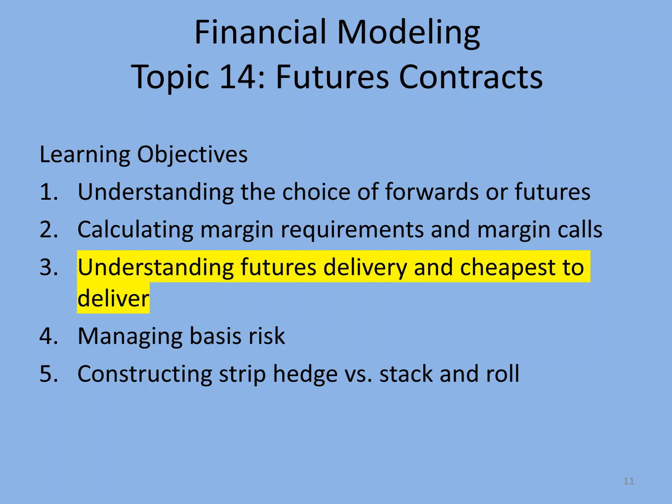So in this topic, we calculated for an S&P 500 futures contract the initial margin, maintenance margin, and margin calls. We calculated the daily settlement, or P&L, and we compared that to a forward contract. In the next topic, we're going to talk about cheapest to deliver.